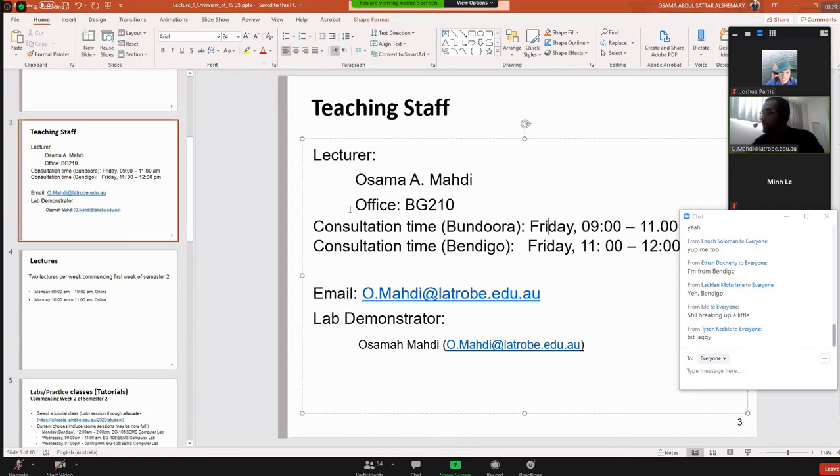Regarding the consultation time, we're going to have two sessions, both on Friday from 9 to 11. That is 2 hours for Bandura students, and 1 hour for Bendigo students. You may ask why 2 hours for Bandura students and 1 hour for Bendigo students. The main reason is that, as I said from the beginning, we have above 100 Bandura students, so we need to allocate enough time for them, while for Bendigo students we have only about 20. So it's 1 hour.